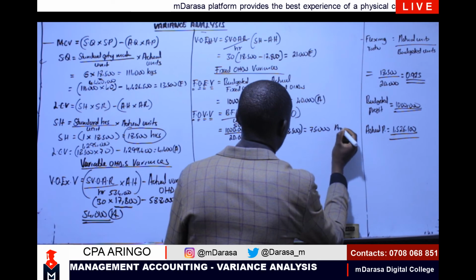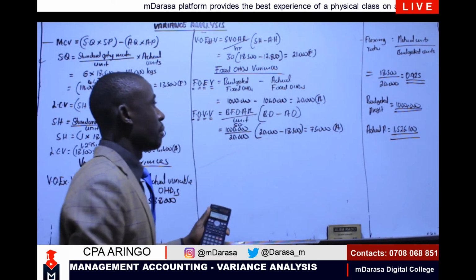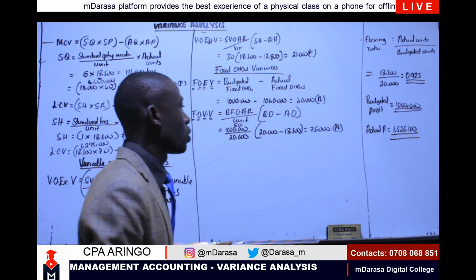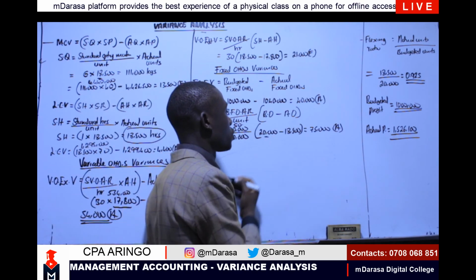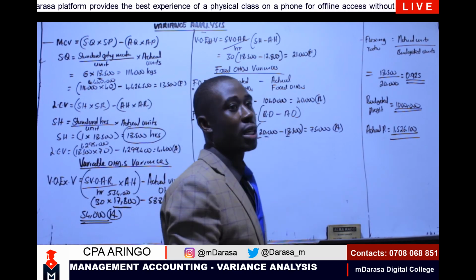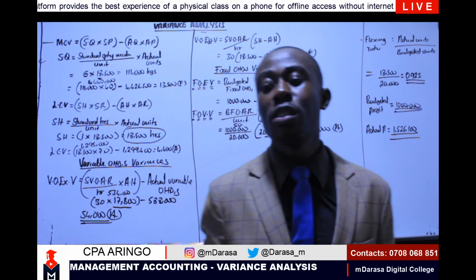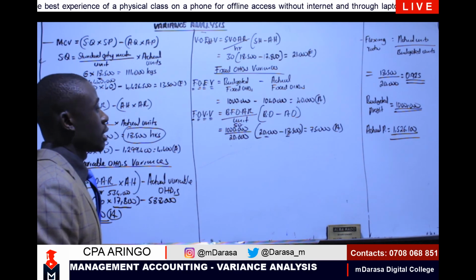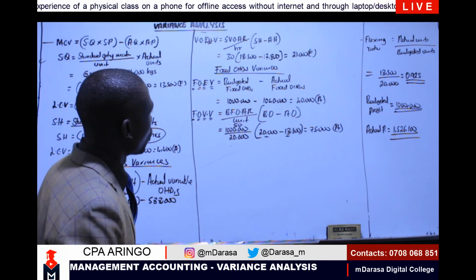And this is adverse. Why are we terming it as an adverse variance? We are terming it as an adverse variance because I budgeted to produce 20,000, but we ended up producing how much? We ended up producing 18,500.